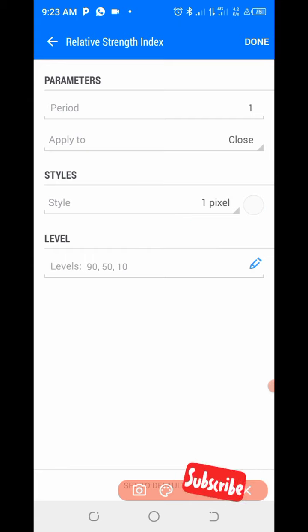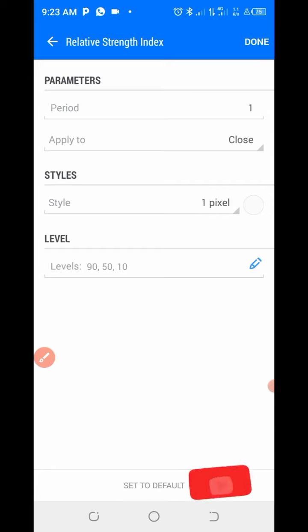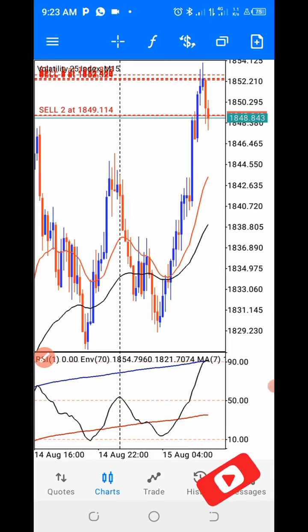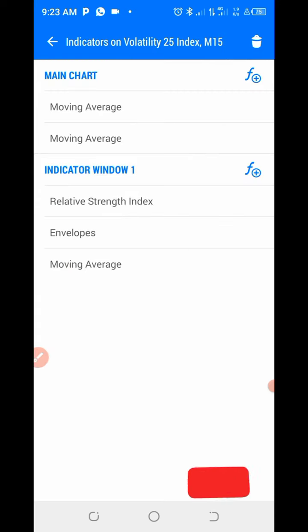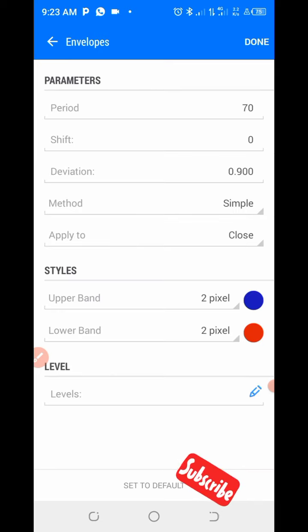So the levels are now the 90 level, the 50 level, and the 10 level. Once you are done, you click on done. Then you click on this F again to add the next indicator. The next indicator we are going to be using is our envelope. The period is 70, the shift is 0, the deviation is what?